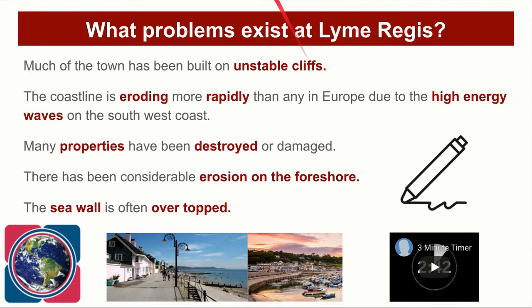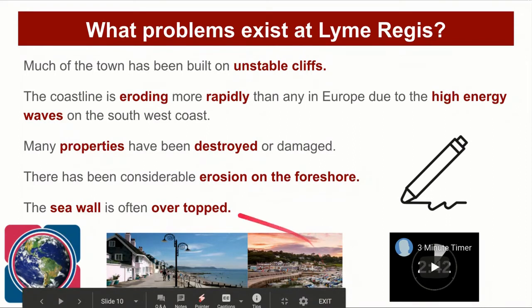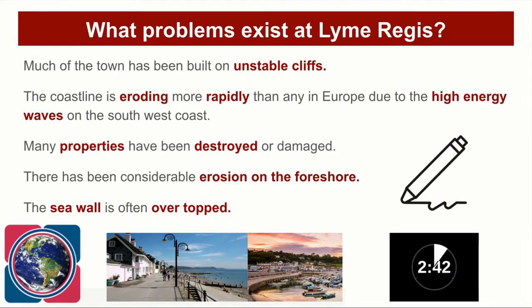So in terms of problems, I've laid them bare for you here. We've got unstable cliffs, we've got high energy waves and a high energy coastline, we've got properties destroyed, we've got erosion happening on the foreshore down on the beach, and we've got a seawall which is overtopped. I've put a little symbol in here with a pencil. That's because I want you to get this information down for your independent notes. So 3 minutes, pop a little subtitle that says what problems exist at Lyme Regis, and see if you can get those bullet points down for me. Away you go.